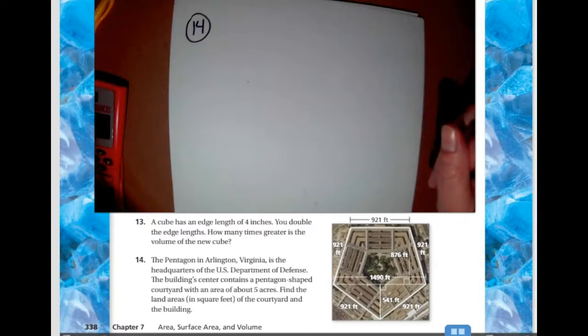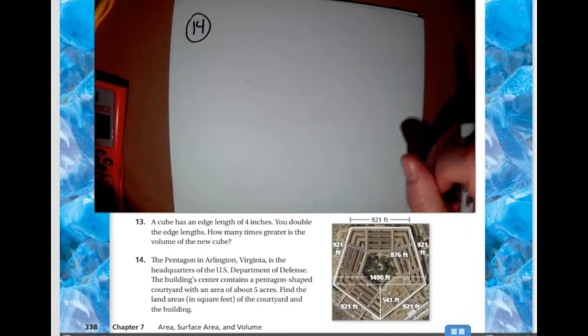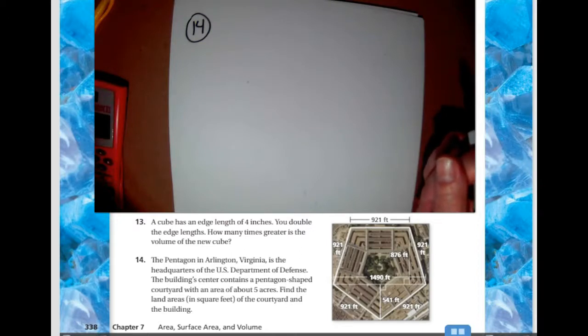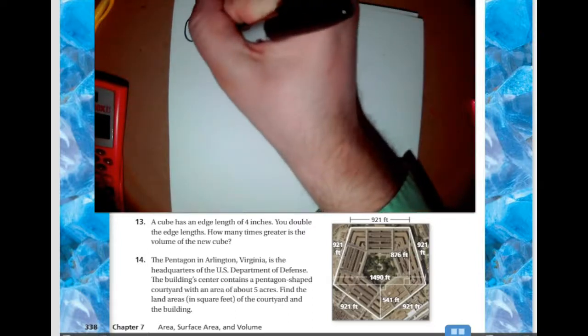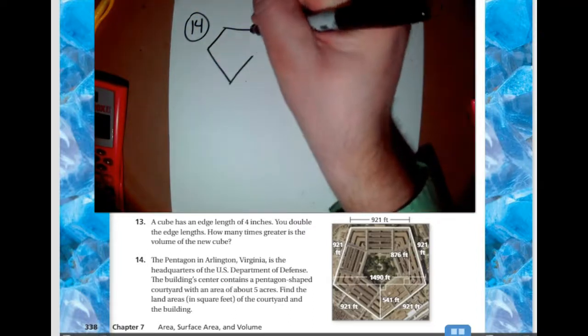Whoa. All right. If you look at this in your book, or even just on your screen here, you can see all those crazy dimensions. There's a lot of dimensions happening there. We want to figure out in square feet the land area of the courtyard and the building. So let's start with the entire building, right? I'm going to try to draw this out on my page just so we can all see the same things.